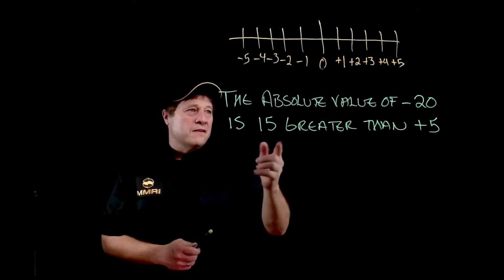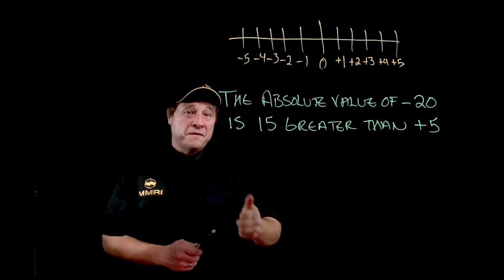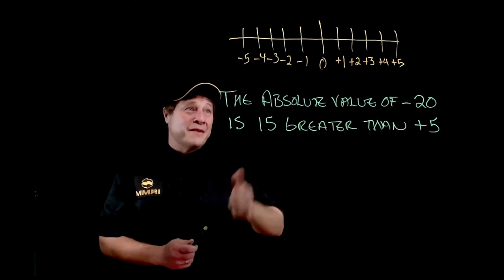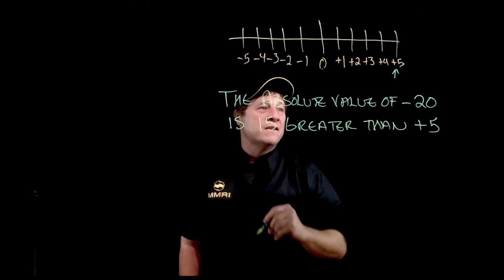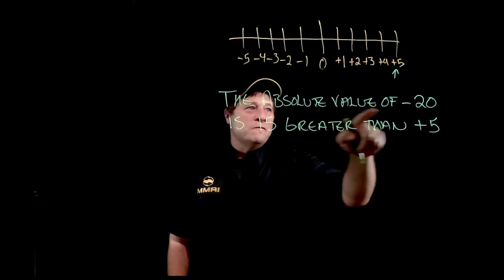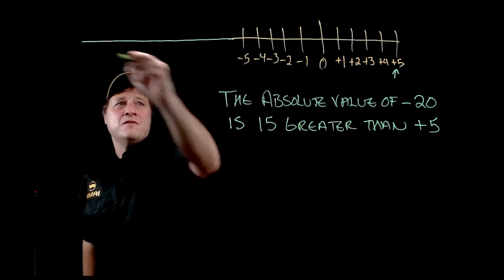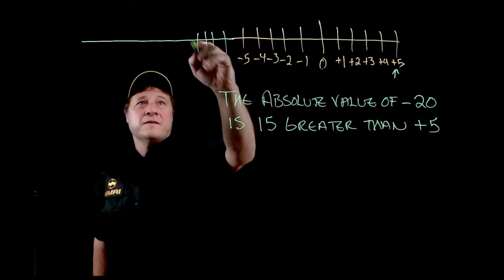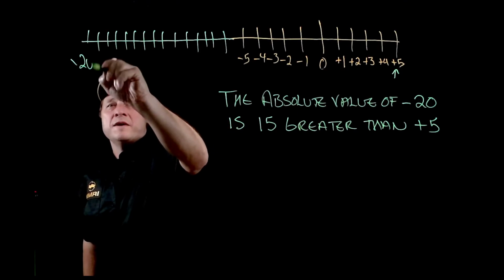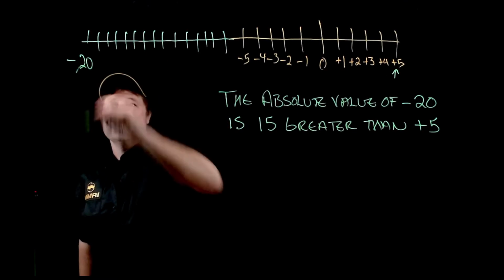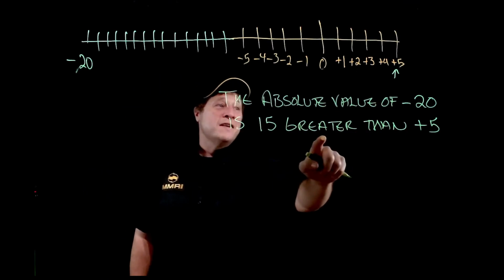But what happens when we are talking about absolute numbers? I'm saying that the value of negative 20 is 15 greater than 5, positive 5. So here's where I find my positive 5. The absolute value of negative 20. Well, negative 20, right, is all the way down here. Okay, negative 20. The absolute value of negative 20 is 15 greater than 5.